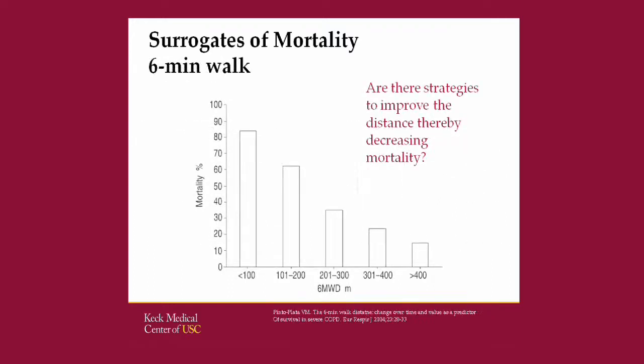How far you're able to walk really makes a big difference in terms of mortality. On this axis here, we're looking at mortality. Someone who's walking less than 100 meters has about an 80% to 90% mortality. Someone who's walking more than 400 meters, it's less significant. So the question arises: are there strategies to improve distance, thereby decreasing mortality? And that's where pulmonary rehab gets into play.